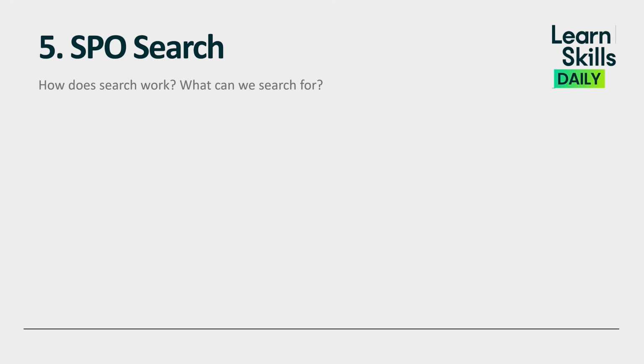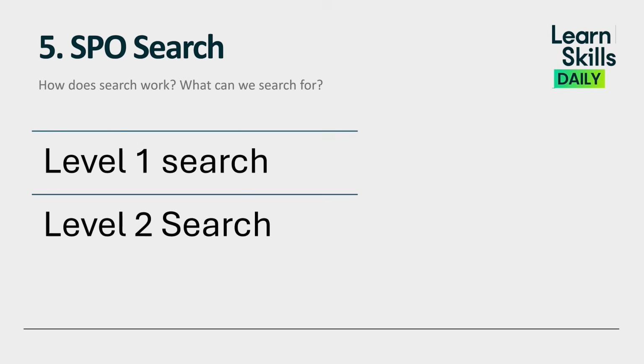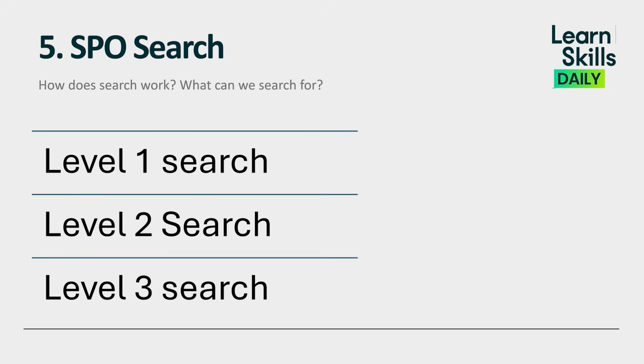Welcome back. Let's take a look at part 5 here. We'll take a look at SharePoint search. How does it work and what can we search for? The main thing to know is that we have different levels, what I like to call level 1 search, level 2 search, or level 3 search. The other option as well is when you're searching, you do have options. You can search within a library.